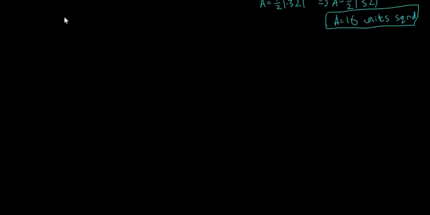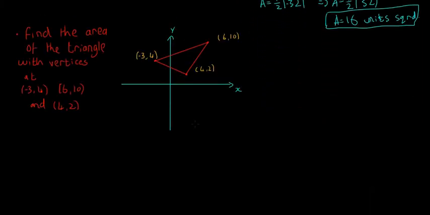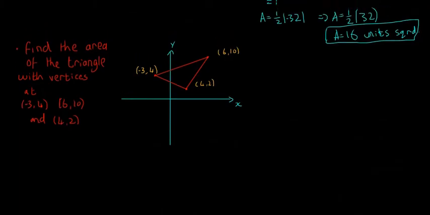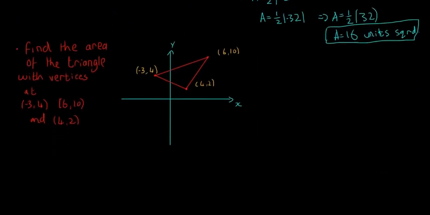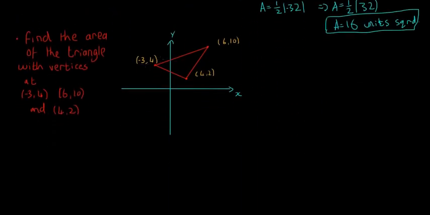So now we're going to look at if it's not on the origin. Here's an example like that here. Find the area of the triangle with vertices at -3, 4, 6, 10 and 4, 2. First thing, vertices is just the plural of vertex, and again vertex is just another word for corner. I just want to put that in because that's probably what they're going to say during the exam, but you could say the corners at those points. And we want to find the area of this.